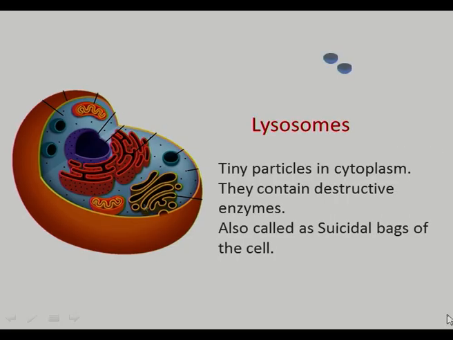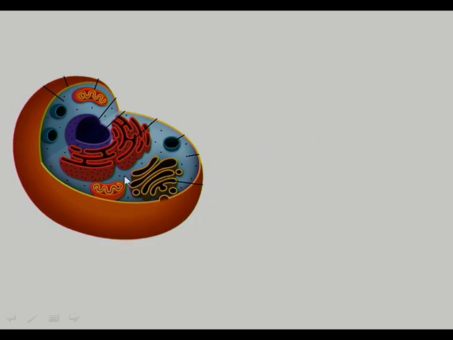Lysosomes. Lysosomes are tiny particles in the cytoplasm. They contain destructive enzymes, which means the substances which are to be destroyed are digested in the lysosomes. Lysosomes are also called suicidal bags of the cell. This is the mitochondria.